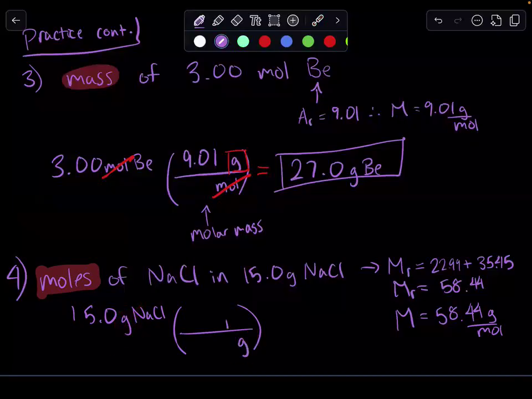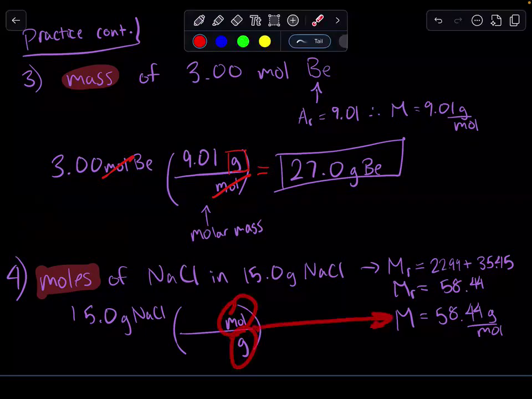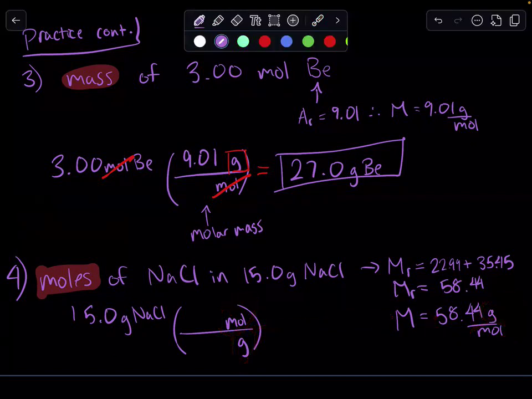So grams to moles. Now I need a unit that has mole on top and gram on bottom. And I look at my molar mass, which unfortunately is gram on top, mole on bottom. But the beauty of this is I can actually just switch them as long as a number comes with it. So I notice that the number 58.44 is the grams, and mole stays on top.